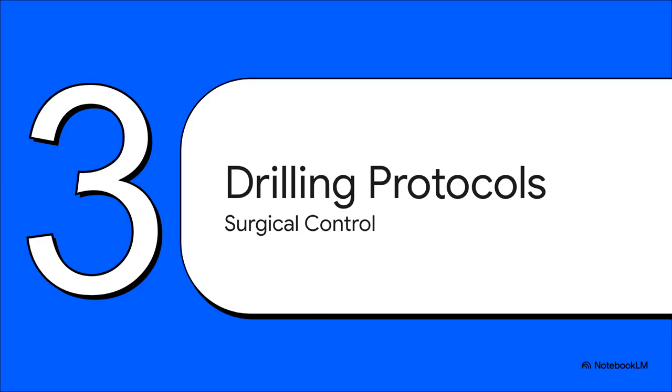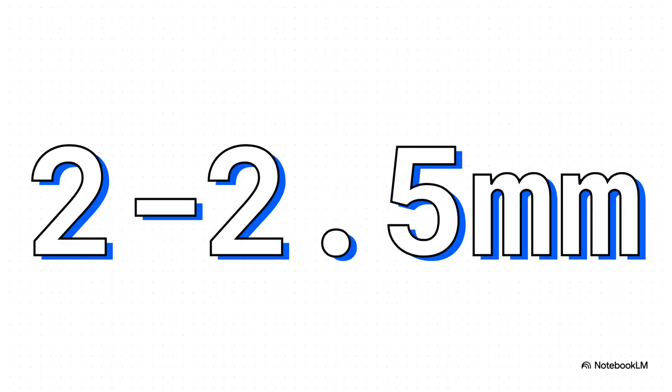All right, Section 3, Drilling Protocols Explained. We're shifting gears now from how the guide is held to how much of the actual procedure it controls. Take a look at this measurement, 2 to 2.5 millimeters. To put that into perspective, that's roughly the width of a single piece of dry spaghetti.